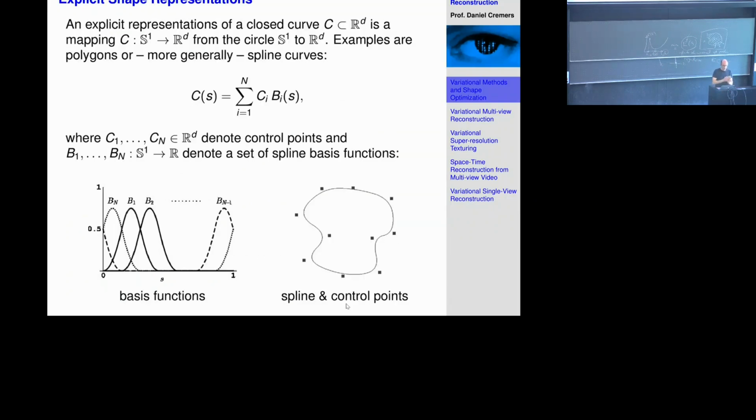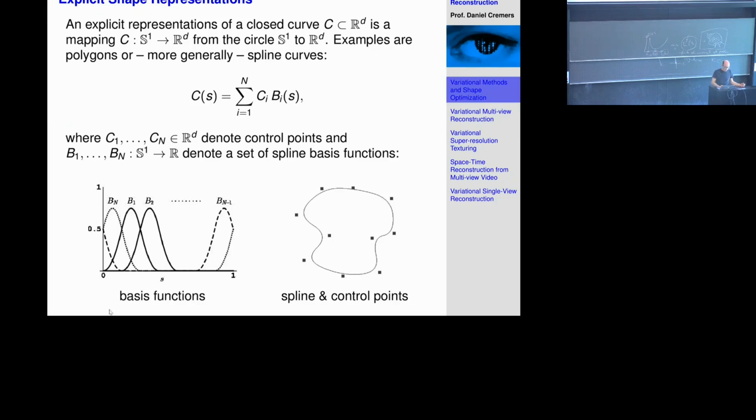Here's an explicit representation. Typically you will have a polygon or something, but if you want a smooth surface, then there are so-called spline surfaces, which is in a way a generalization of polygons actually. And so the spline surface can be encoded with what's called control points, Ci, and the basis functions. The basis functions are typically specified, fixed.